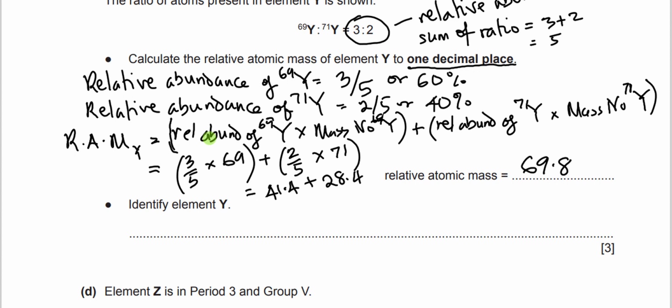69.8. As you can see, the relative atomic mass of the element will always be in between the atomic masses or the nucleon numbers of the different isotopes. See, the nucleon number of isotope 1 was 69, the other one was 71. The relative atomic mass is in between 69 and 71.